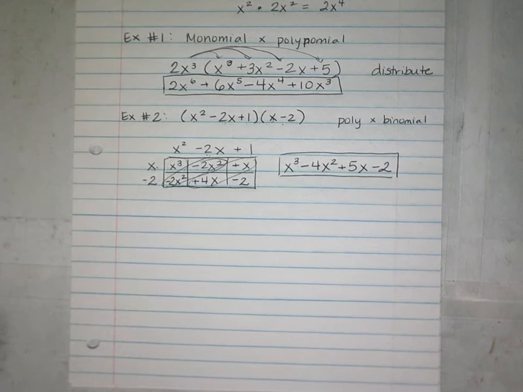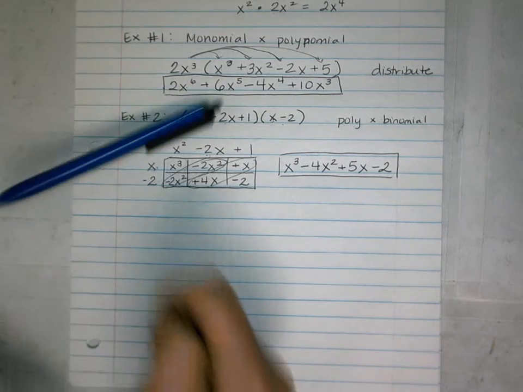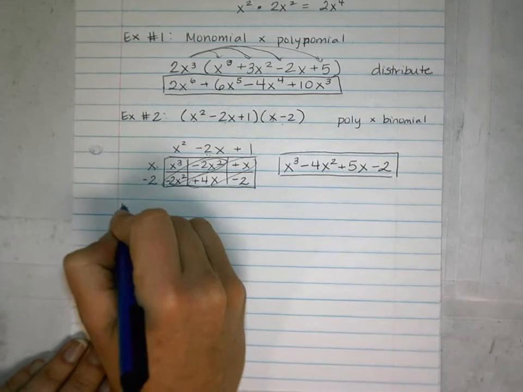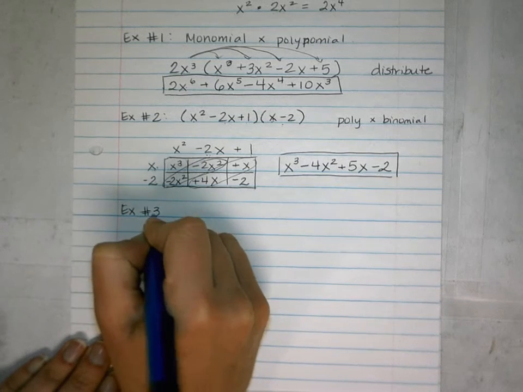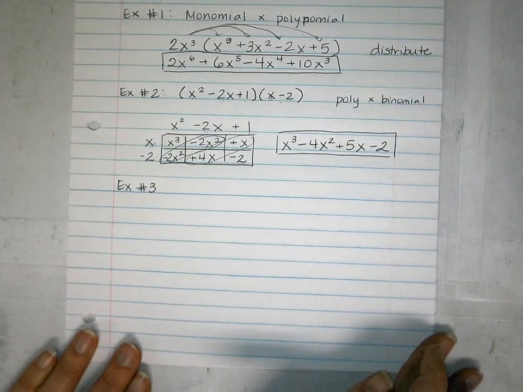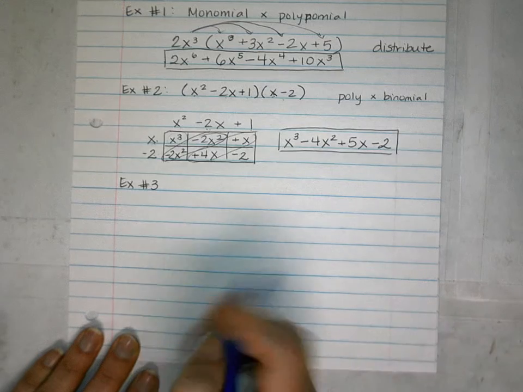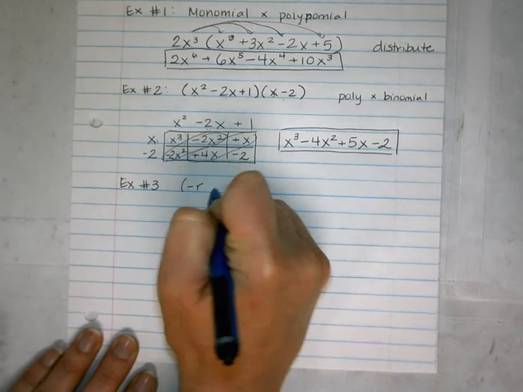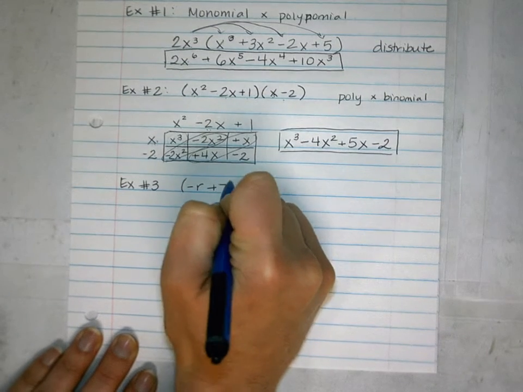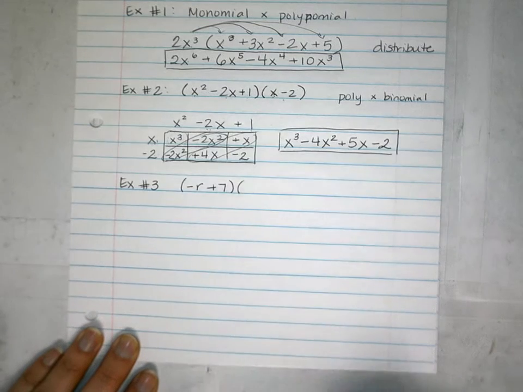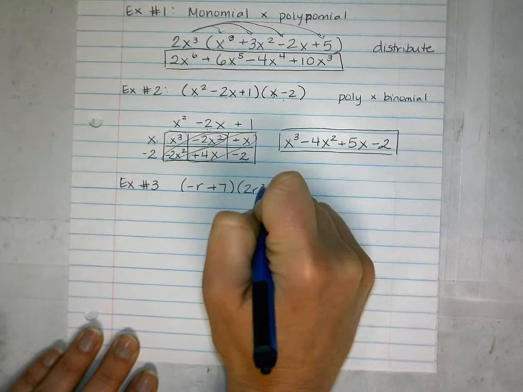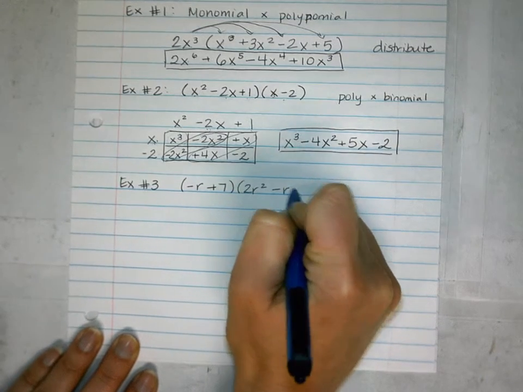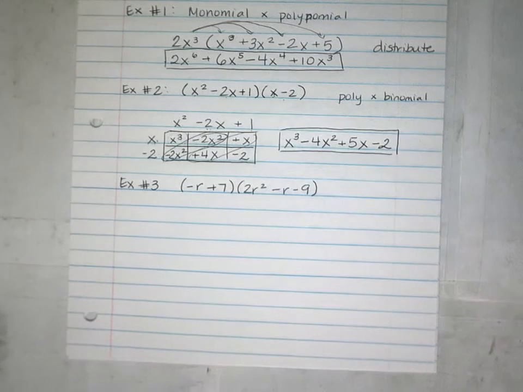I'll pause here in case you need to copy down your work. All right. What I'd like you to do, here's example number 3. I'm going to write down the problem and I'd like you to try it yourself. I'd like you to try negative r plus 7 times 2r squared minus r minus 9. Go ahead and try that on your own.